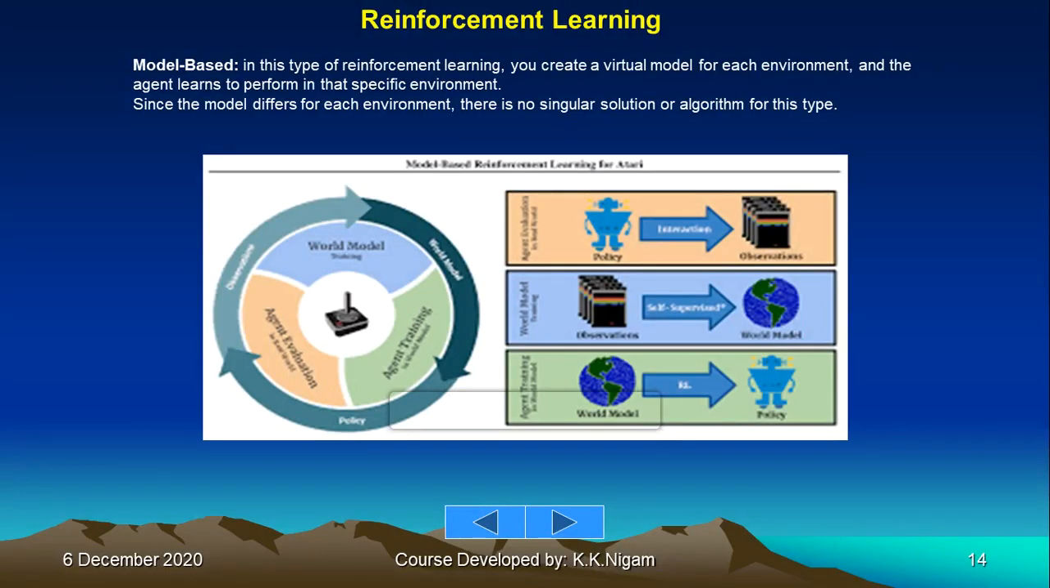Model-based: in this type of reinforcement learning, you create a virtual model for each environment, and the agent learns to perform in that specific environment. Since the model differs for each environment, there is no singular solution or algorithm for this type.